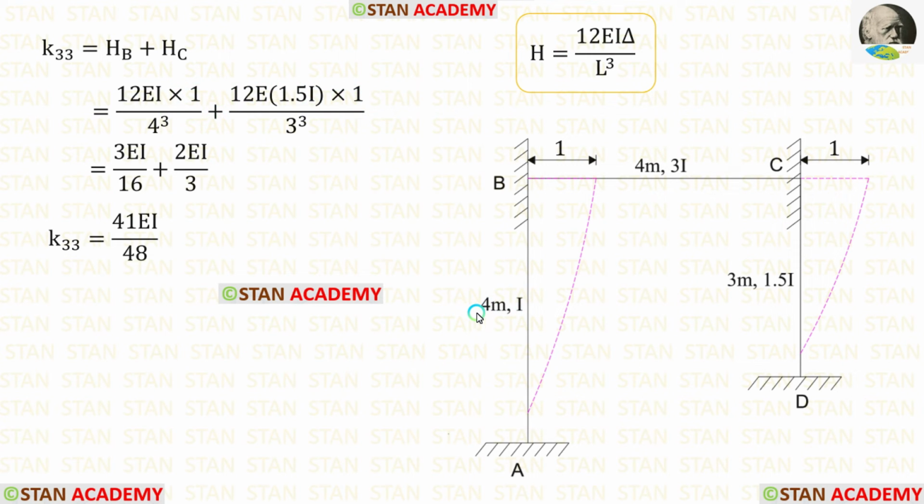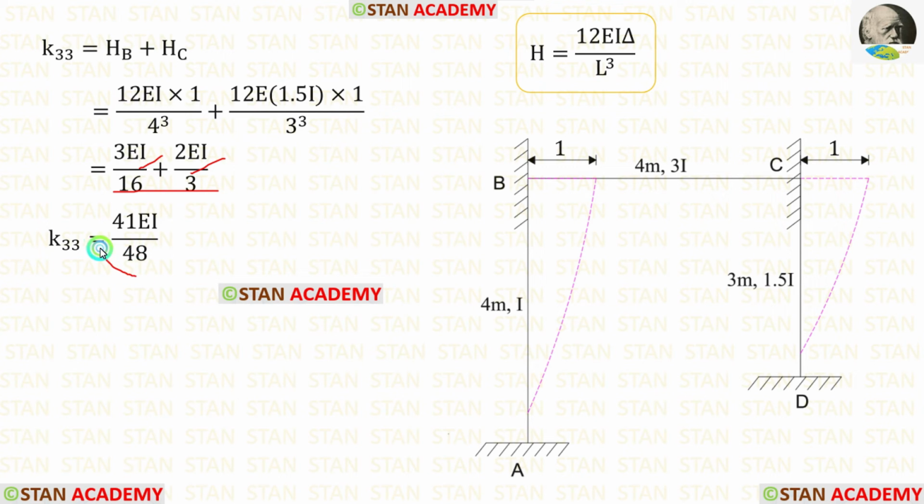The length of the column AB is 4. Let us apply that. The length of the column CD is 3. Let us apply that. The moment of inertia for CD is 1.5I. So instead of I, we have to apply 1.5I. After the simplification, we will get this. Then we can add these two values.